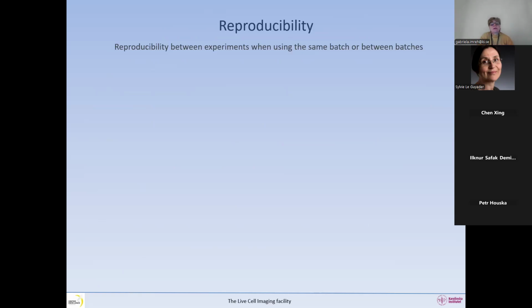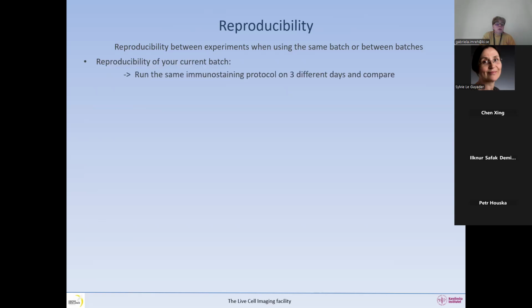Reproducibility between experiments is very important, not only between experiments, but also between batches. If you check the reproducibility within your current batch, my suggestion is to run the same immunostaining protocol on 3 different days, and then compare your results. To compare the reproducibility between batches, first of all, buy a new batch well before the first one runs out, so you can compare with the one that you are already using.